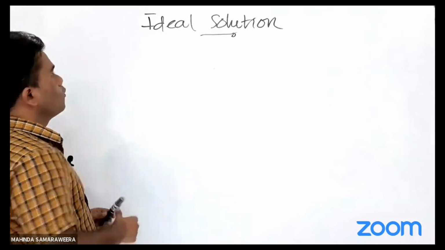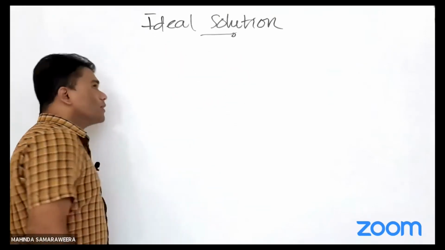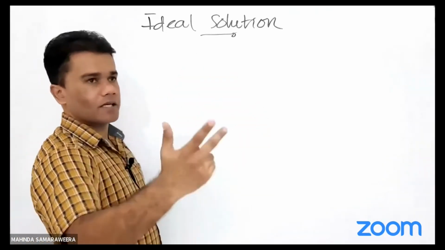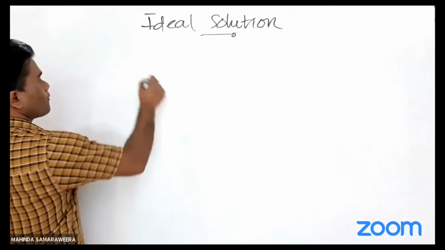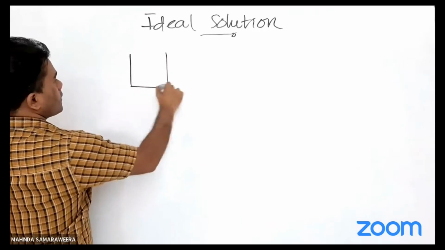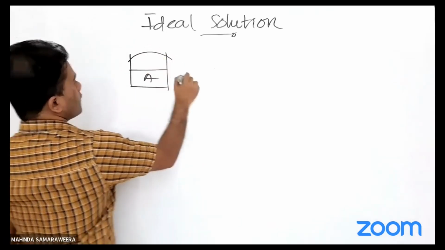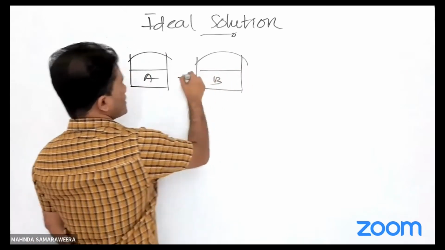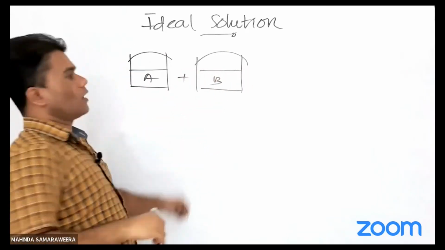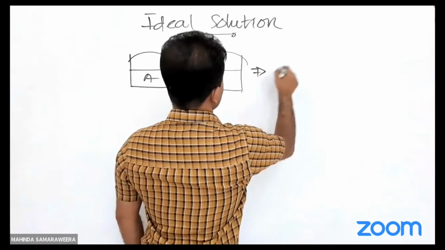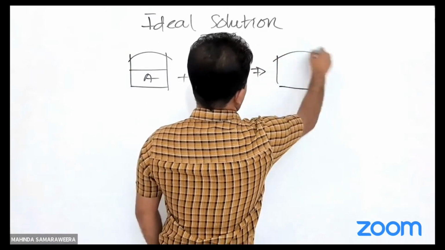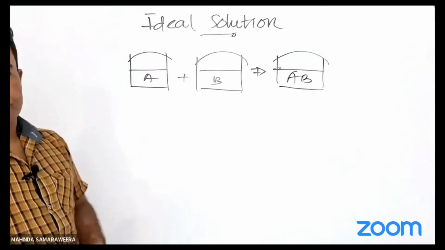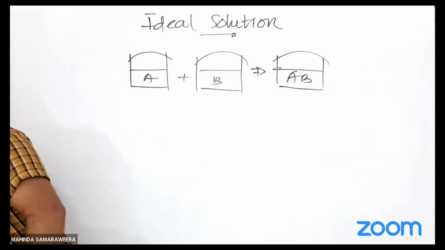Then what is the requirement to be an ideal solution? Remember, it should obey Raoult's law. That's the main thing. But what's the requirement here? When you get this type of mixture, you find an ideal solution. Let's say A liquid is mixed with B liquid to have an AB mixture. Here you have the AB mixture. Then I consider the attractive forces of these things.